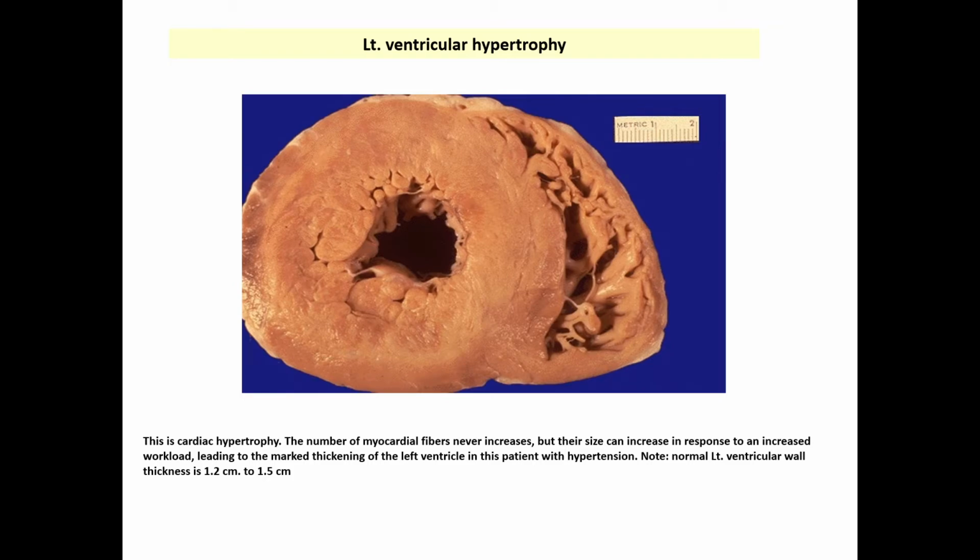A number of the... on the left side is the left ventricle, and the small cavity is the right ventricle on the right side. You see the number of myocardial fibers never increases, but their size can be increased in response to an increased workload. Here there is a possibility of persistent hypertension. It leads to marked thickening of the left ventricle in this patient with hypertension.